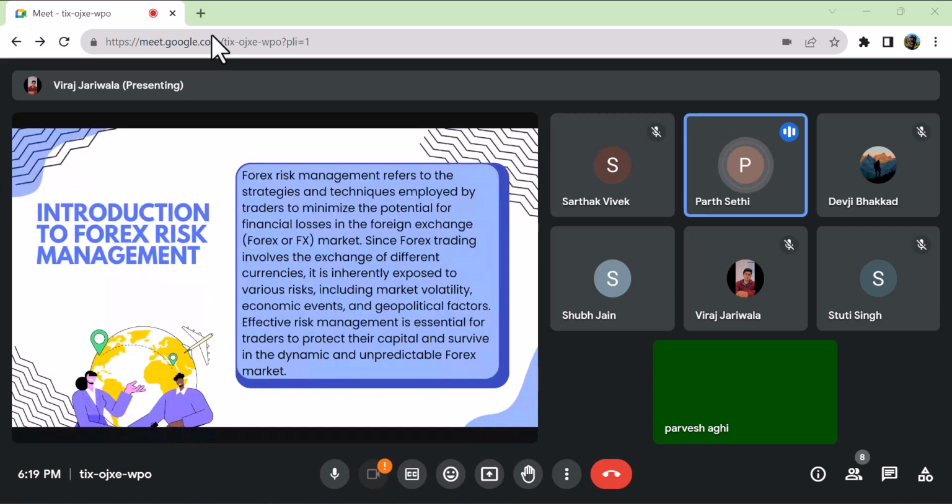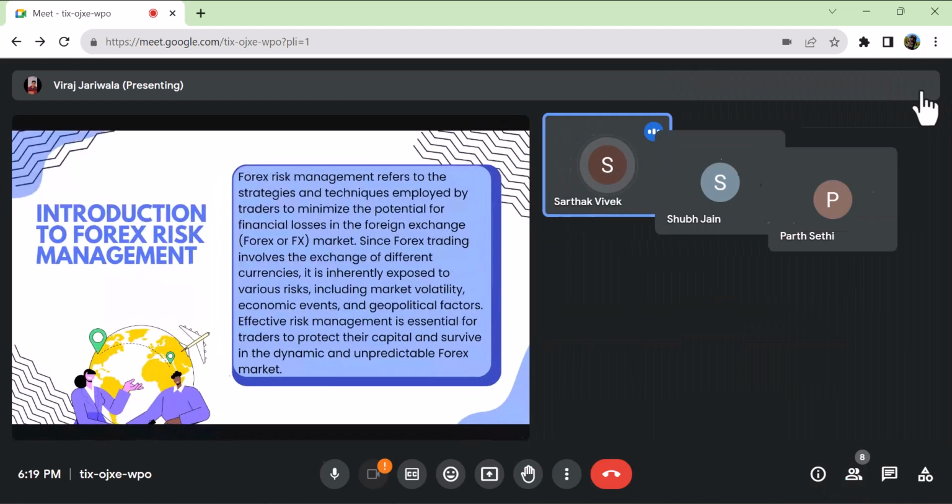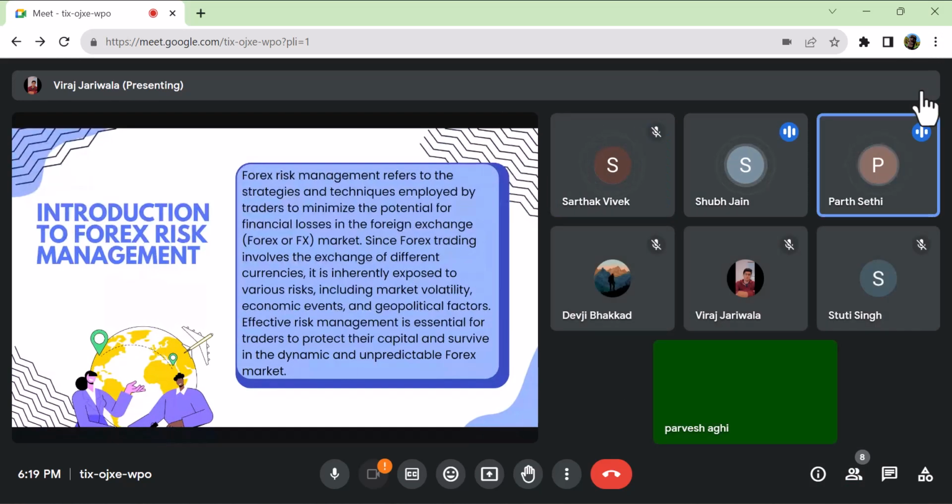Here are several key important components of Forex risk management. Next slide, please. Next slide. Sarthak, next slide. Viraj is presenting. Viraj, please. It's fine, I'll continue. He'll switch.